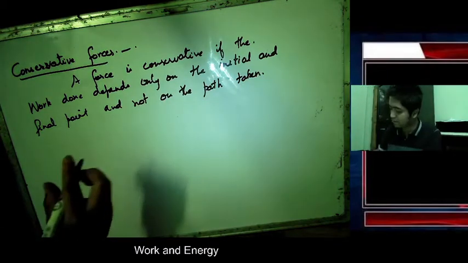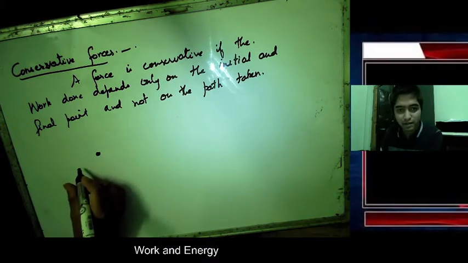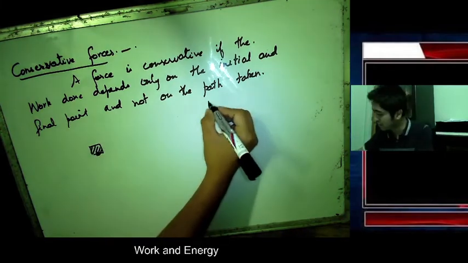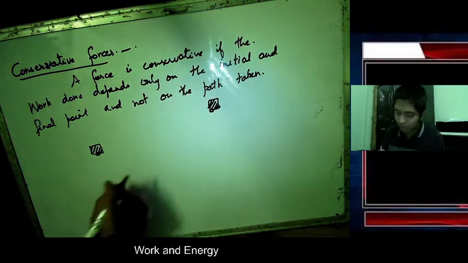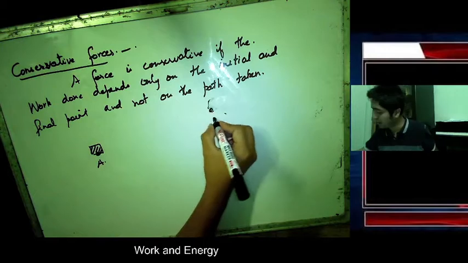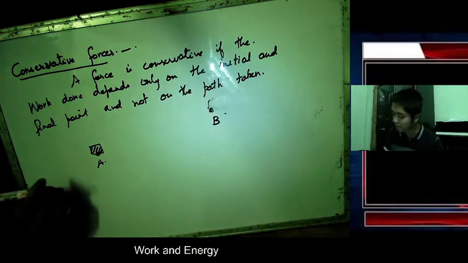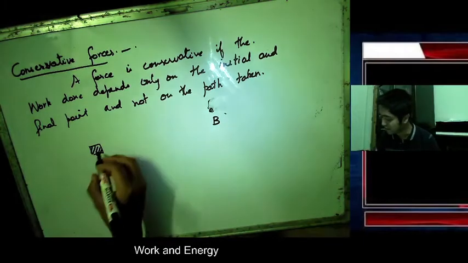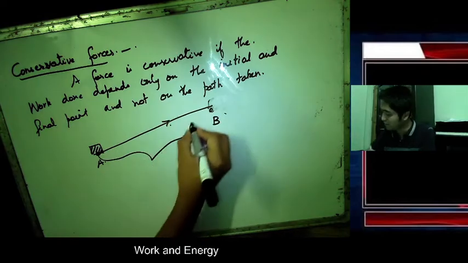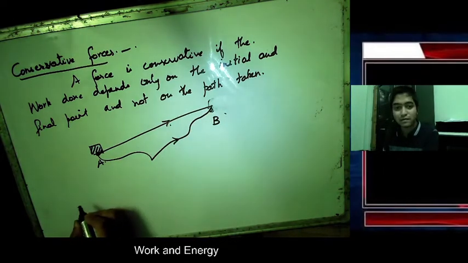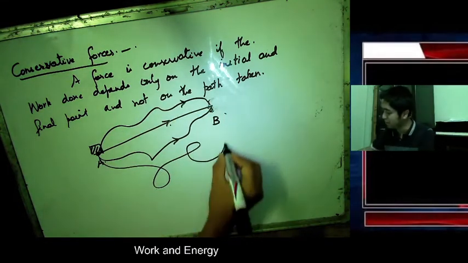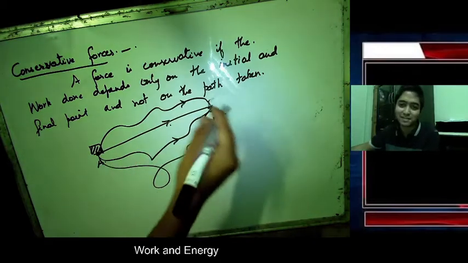So what is happening over here? You are having an object at point A, and you want to move this object to point B by applying a force. Some of you, if you have to do it, will just apply a force directly. Some of you may move in another way. Some of you may even move this object something like this.